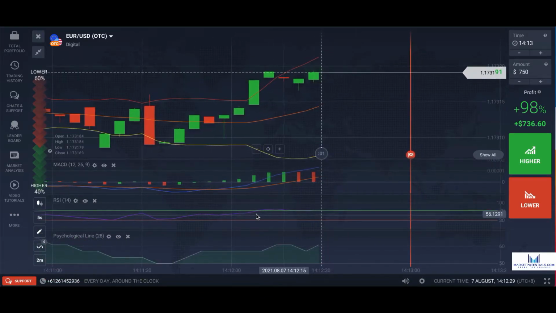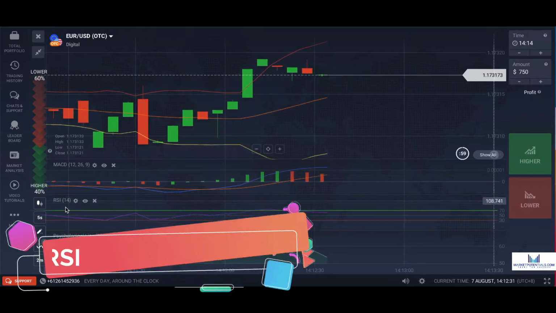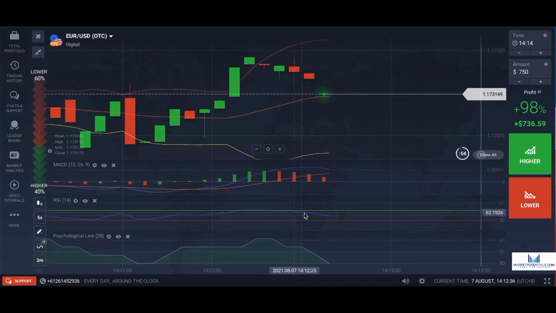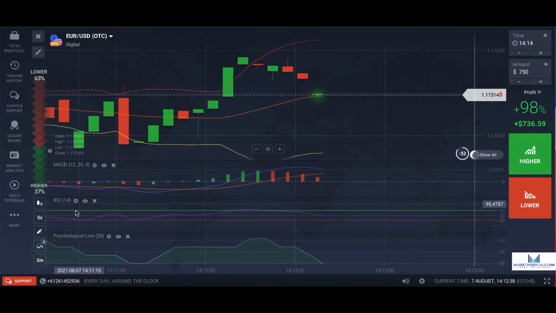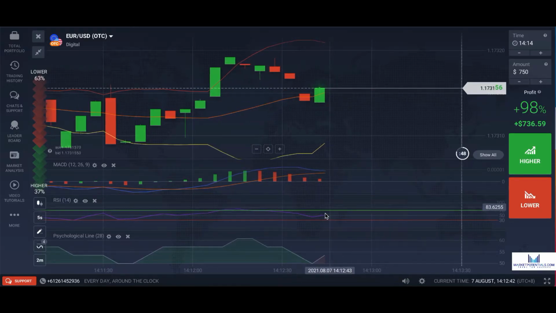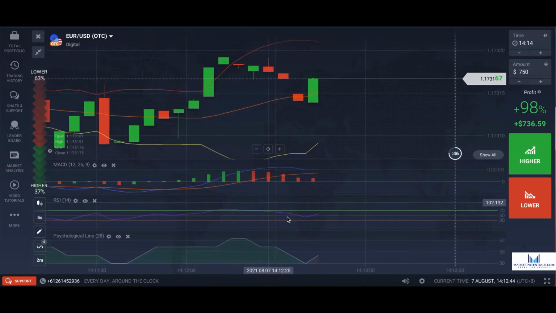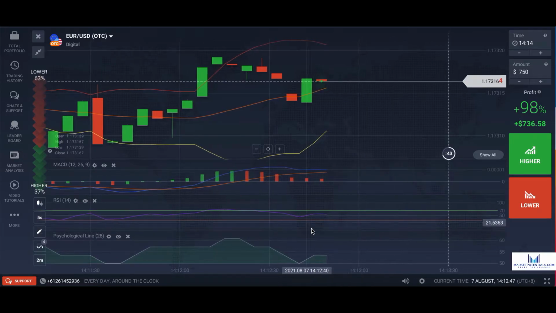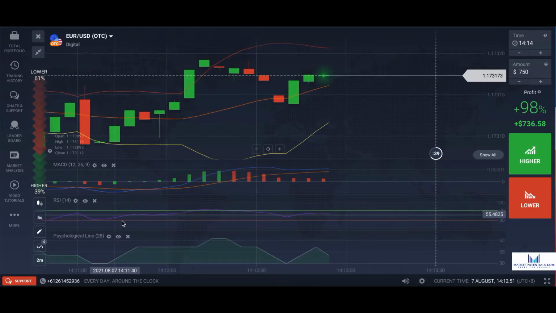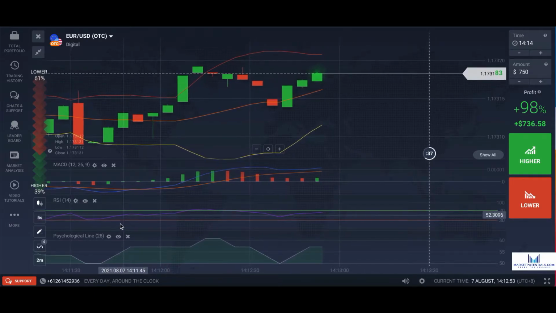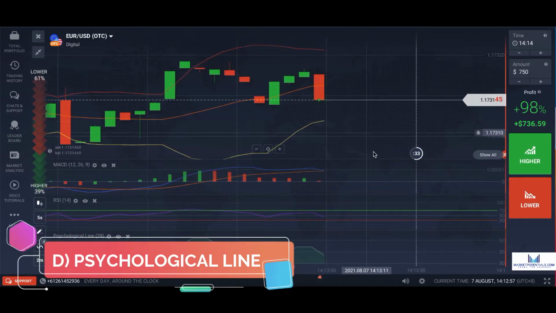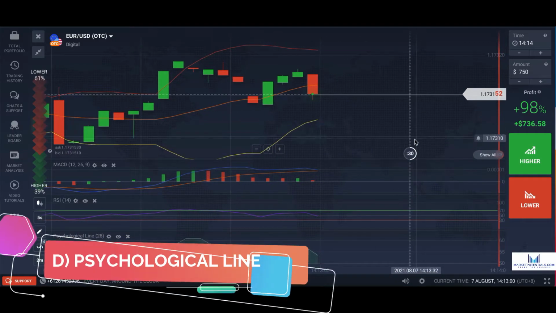Okay, RSI is just giving you an indication of how overbought or oversold the price is. So this stands for relative strength indicator, and when the line is touching the green line, that kind of means price is strong. It's going to tend to correct. And if it's at the bottom, it means that price is oversold and it's going to be going up sometime soon. And the psychological line just kind of gives you a movement of where the price is moving at. Okay, that's just it, guys.